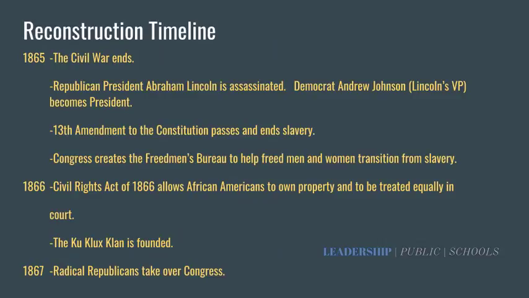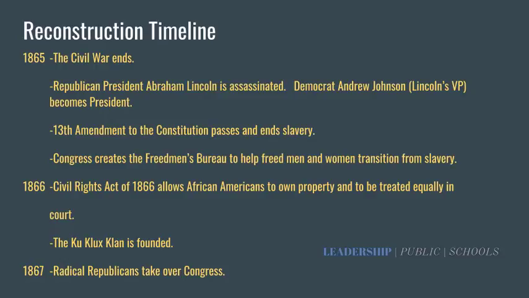In 1865, the Civil War ended. Republican President Abraham Lincoln was assassinated, and the Democrat Andrew Johnson, who was Lincoln's vice president, becomes the President of the United States. The 13th Amendment to the Constitution was passed and ended slavery. Congress created the Freedmen's Bureau to help the freed men and women, formerly slaves, to transition from slavery. In 1866, the Civil Rights Act of 1866 was passed, which allowed African Americans to own property and to be treated equally in court. But in 1866, the Ku Klux Klan was also founded.